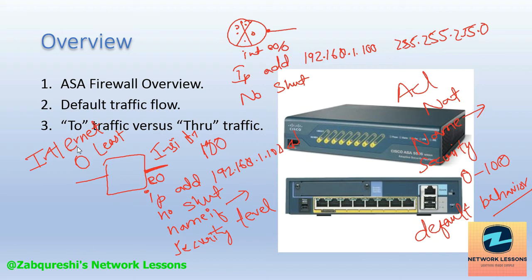Okay, so 0 is the internet always, and then you have, say, the DMZ, where you will put some number which is between 0 and 100, not 0, not 100. So that is how it is.